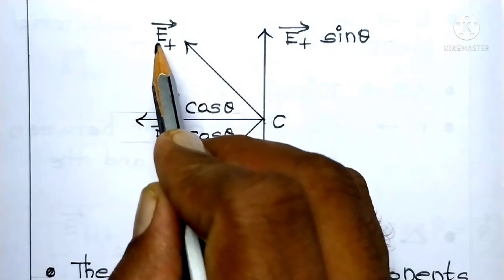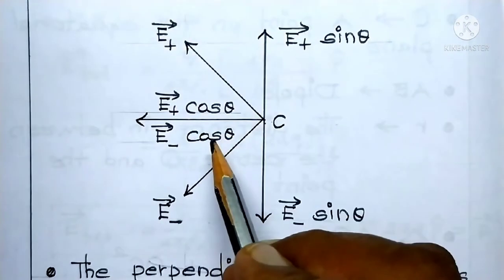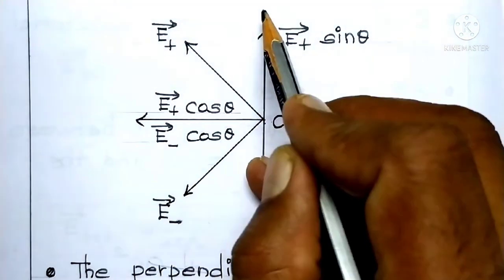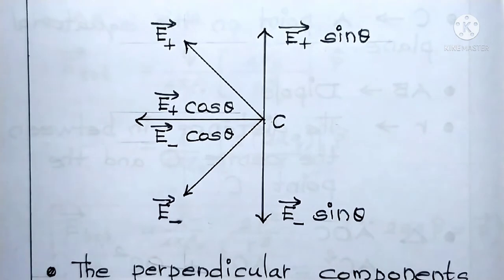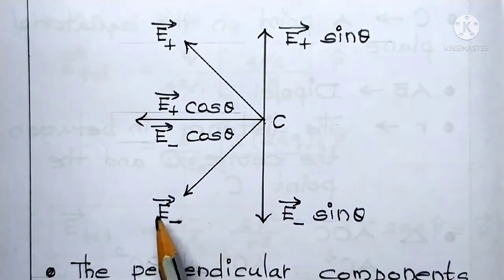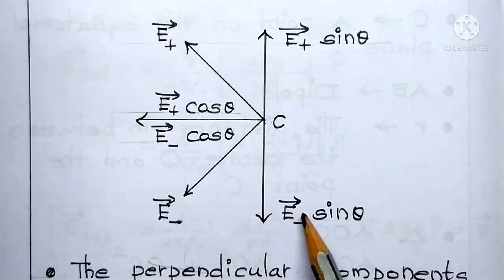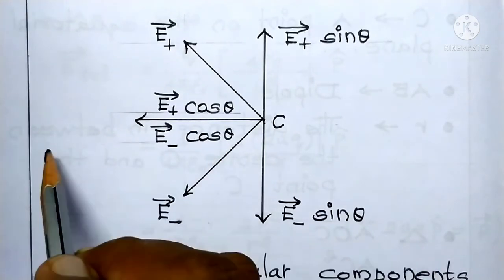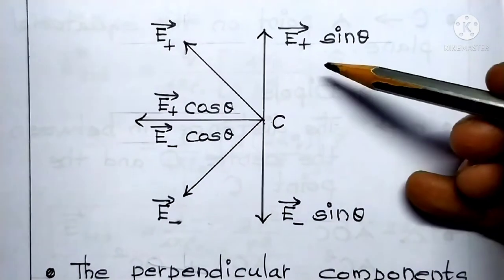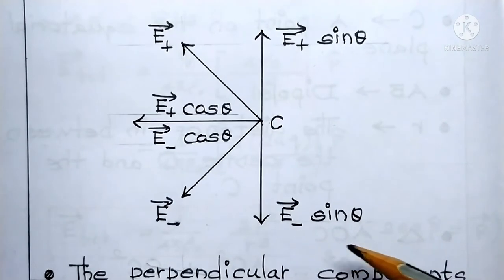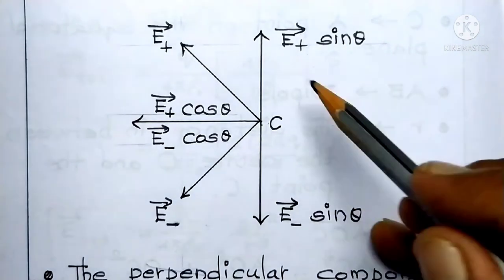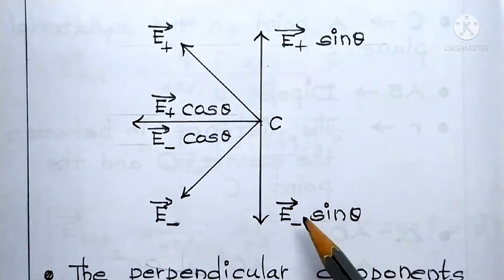So this E plus vector is resolved in two directions, that is E plus sin theta in the vertical direction and E plus cos theta in the horizontal direction. Similarly, E minus vector also gets resolved in two directions, that is E minus sin theta in the vertical direction and E minus cos theta in the horizontal direction. Now what about this E plus sin theta and E minus sin theta? They are equal in magnitude but opposite in direction, so these two vectors get cancelled out.